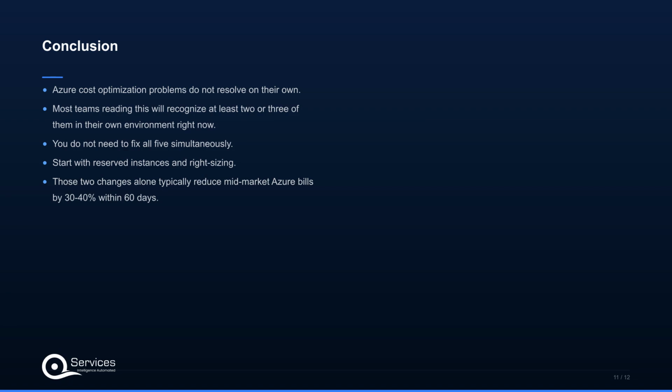You do not need to fix all 5 simultaneously. Start with reserved instances and right-sizing. Those two changes alone typically reduce mid-market Azure bills by 30 to 40% within 60 days. Then build toward the structural work: landing zone governance, an app modernization roadmap, and a regular Azure architecture review cadence to keep savings from eroding over time.